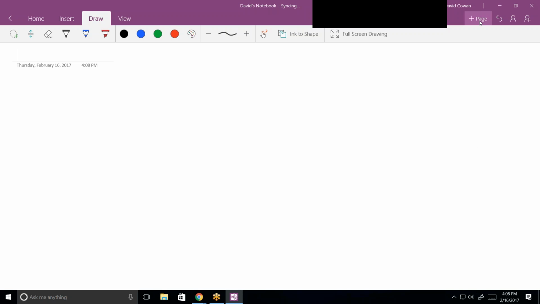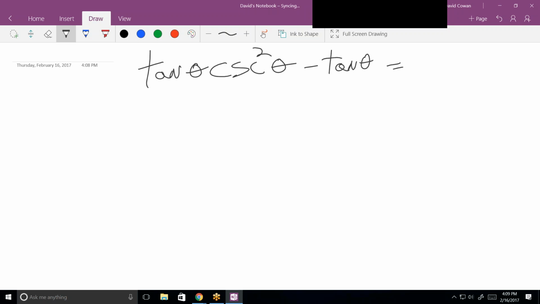Okay. Do you have any trig equations where they give you a left and a right side? Yeah. Give me that one. Let's do at least one of those because we only got like 6 minutes. Okay. So tangent of theta times cosecant squared of theta minus tangent of theta equals cotangent of theta.